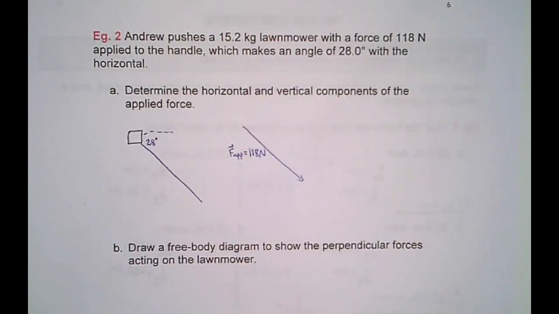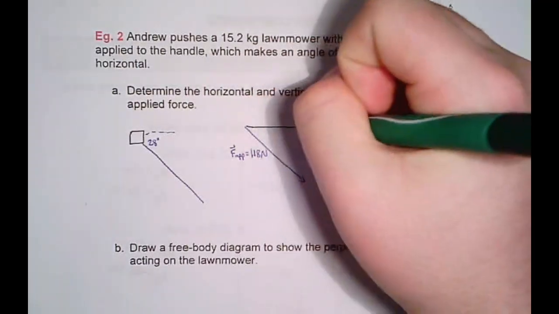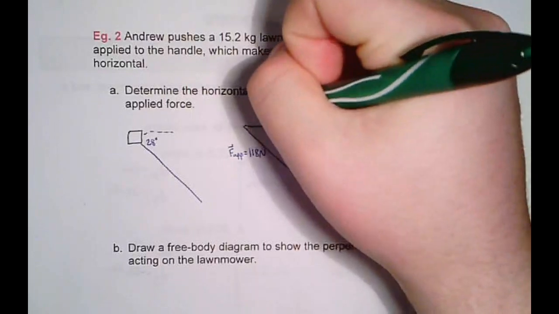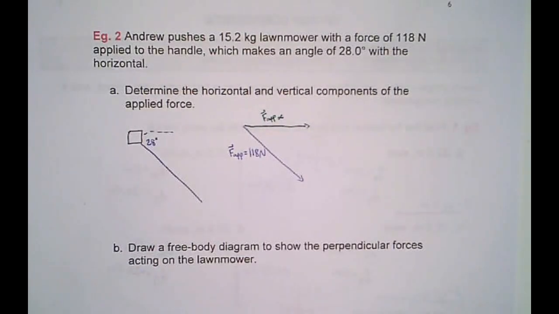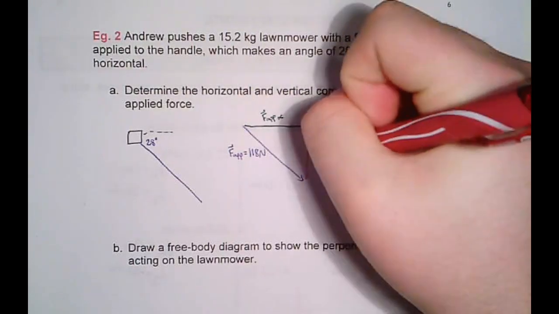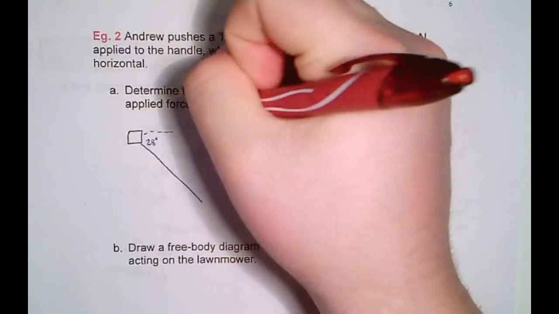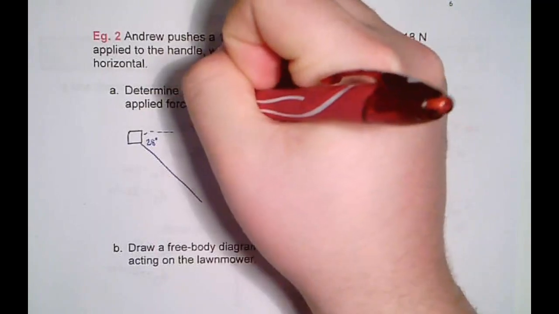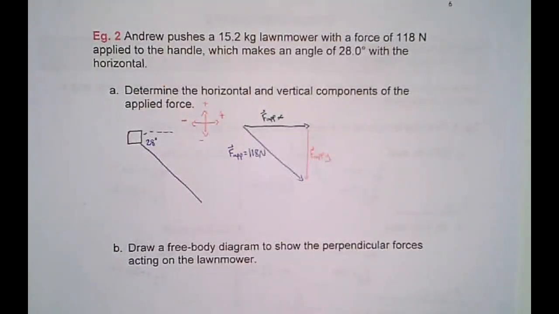All right, we're going to also find the horizontal and vertical components. Our horizontal component is going to go straight across, and that's going to be the applied force, but in the x direction. And then we're also going to have the applied force, but in the y direction. All right, we're also going to determine that we're going to make north positive, east positive, south positive, and west positive.